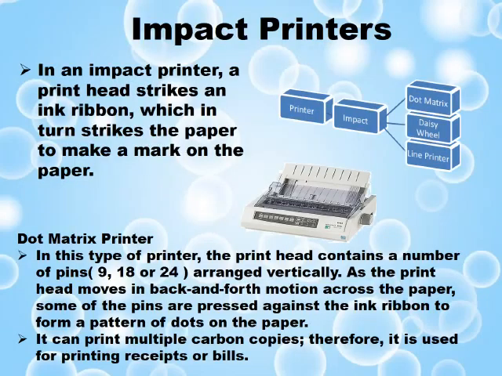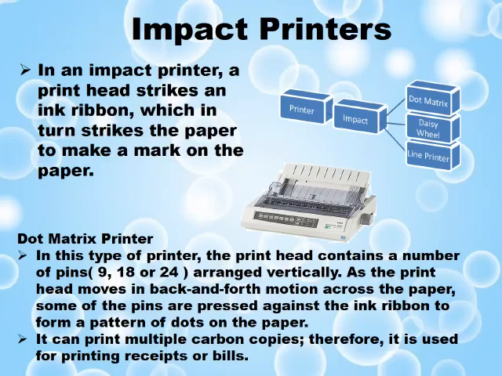Now let's know about the impact printer. In an impact printer, a print head strikes an ink ribbon, which in turn strikes the paper to make a mark on the paper. This means that there is mechanical contact between the print head and the paper, and when it is printing, it strikes on the paper and creates an impression on it. A few examples of impact printers are the dot matrix printer, daisy wheel and line printer.